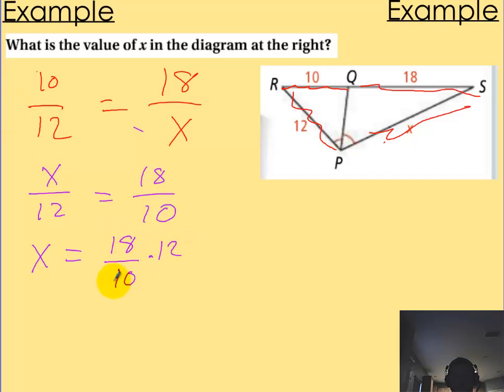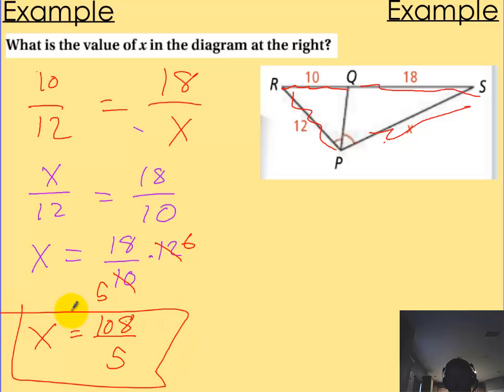I'm going to start playing the cancel game. Divide both those by 2, left with 5 over 6. And that doesn't reduce anymore. So I'm left with x equals 5, and 6 times 8 is 48, carry a 4. So 108 over 5. That is the value for x. Am I right there? No, I'm not right. I messed up.